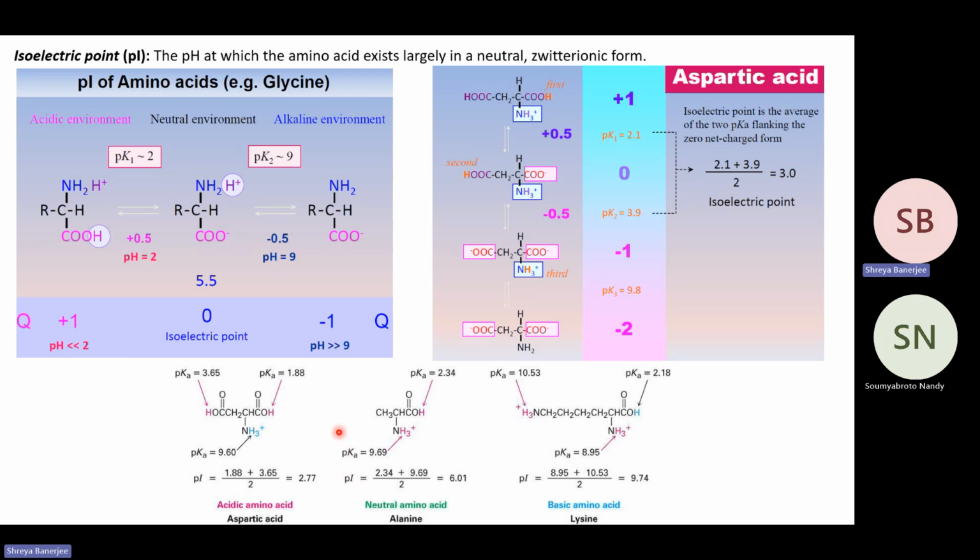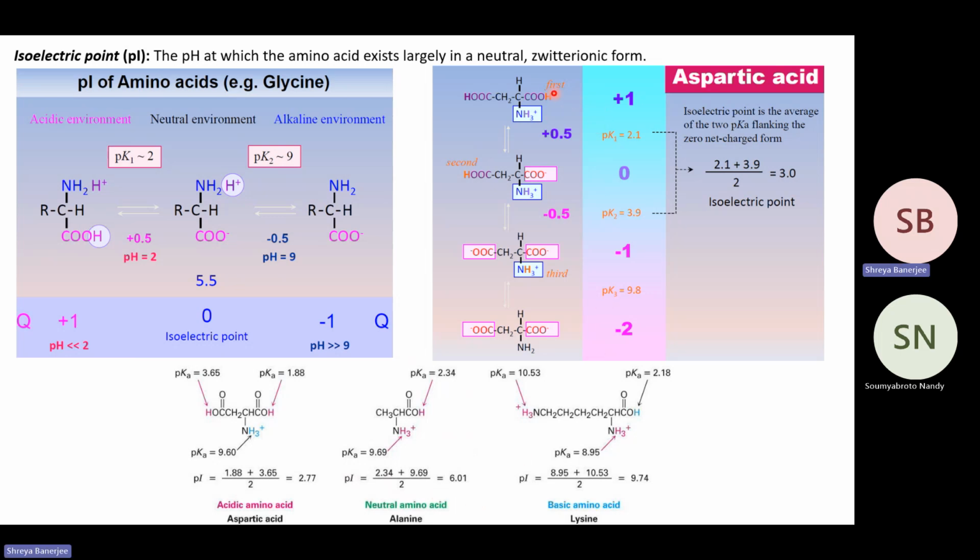And the isoelectric point is calculated by taking the average of the two pKa's that flank the net zero charge. So in alanine, there is no charge on the side chain. So you just have one positive charge, one negative charge, and zero charge. So around the zero charge, there are two pKa's, which when you take the average, you get the isoelectric point Pi. Now, what if you have aspartic acid?